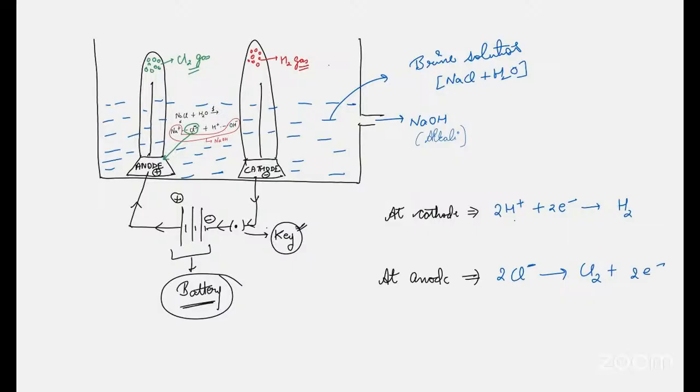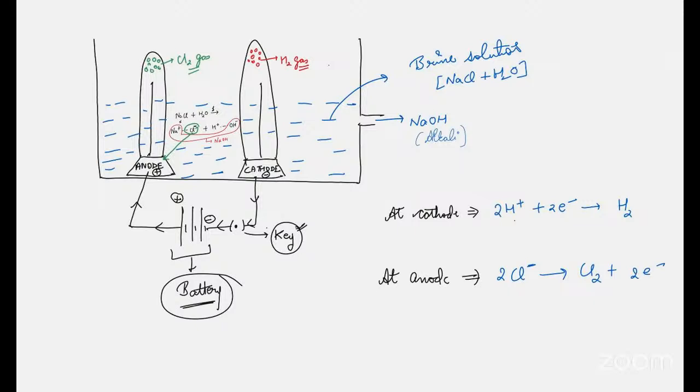Everyone done? Did you understand? At cathode, which gas do we get? At cathode, we get H2 hydrogen gas. And at anode, which gas do we get? Chlorine gas, Cl2 gas.